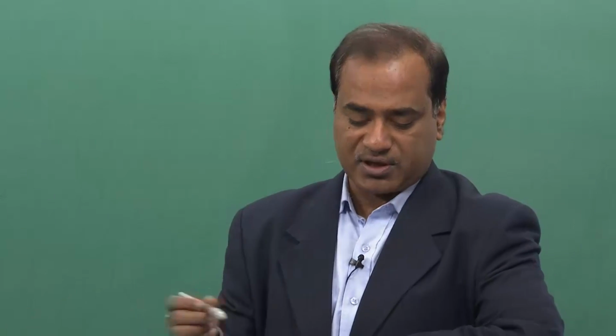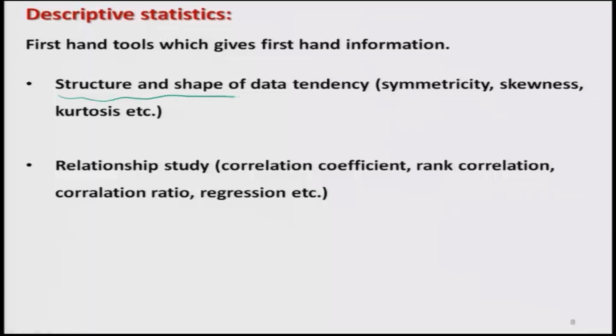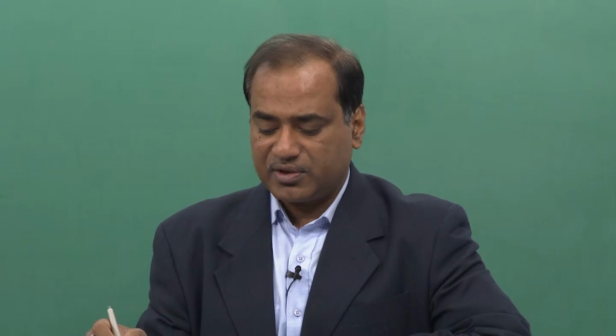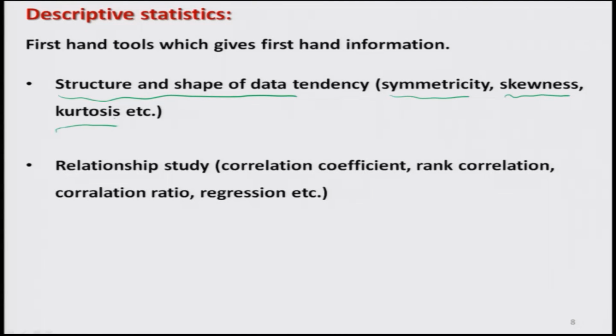So, now we come to the third aspect, where we want to study the structure and shape of the data, and we want to see its tendency. What do we mean by this? There can be various features inside the data. Here we are going to study two aspects: symmetry, which is measured by skewness, and another property, kurtosis. After that we will take up how to study relationships through correlation, etc.